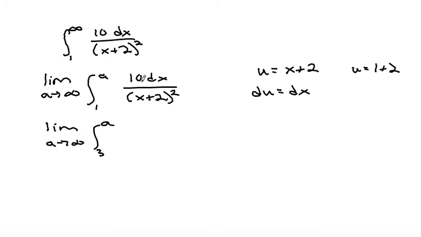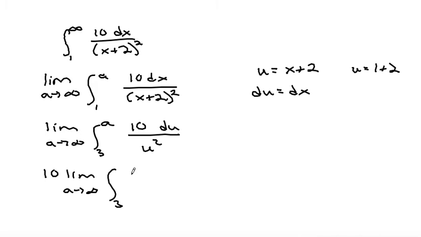So now let's substitute everything else. The 10 on top will just stay 10. Since du is equal to dx, we can change the dx directly to du, and then change the x + 2 into u to make the denominator u squared. From here, we can simplify a bit more by pulling the 10 out to the front, since it's a coefficient: 10 times the limit as a approaches infinity of the integral from 3 to a. We can also bring the u squared to the top by making its exponent negative.